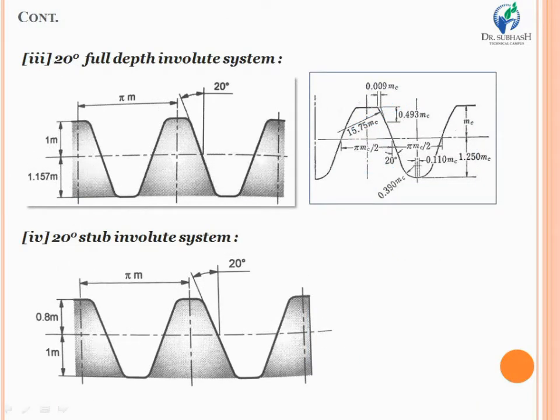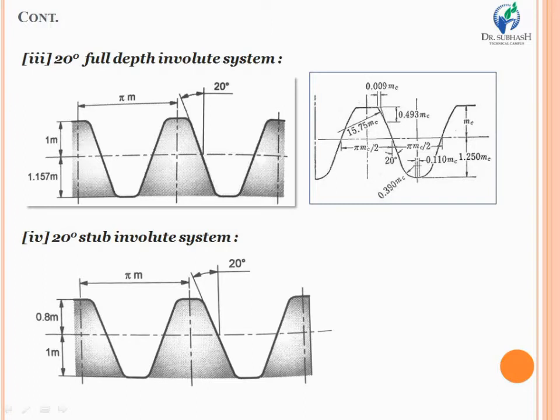After that, there is the 20 degree full depth involute system, the standard profile number 3, and of course the angle between the face of the teeth and the line perpendicular to the axis of the pitch circle is 20 degree. This type of profile is nearly similar to the 14.5 degree full depth involute system, but there is a difference of angle only. In the case of 14.5 degree, there was a 14.5 degree angle, whereas in the 20 degree full depth involute system, there is a 20 degree pressure angle.